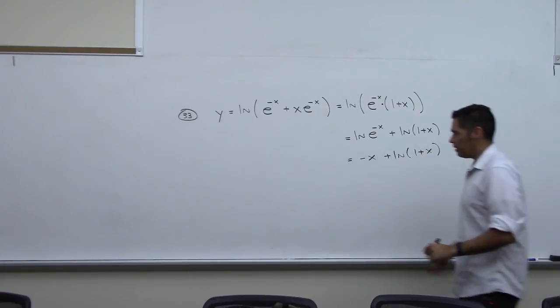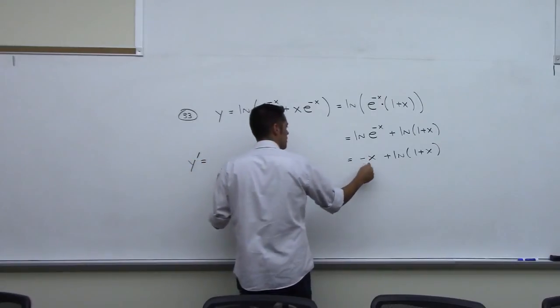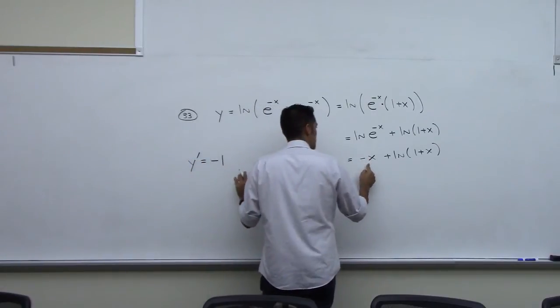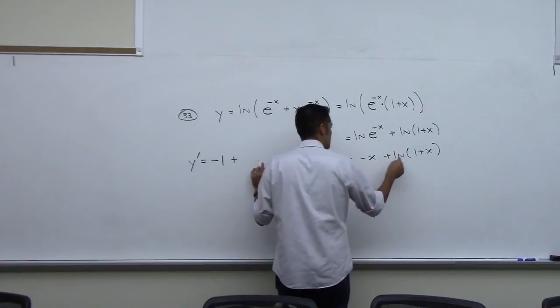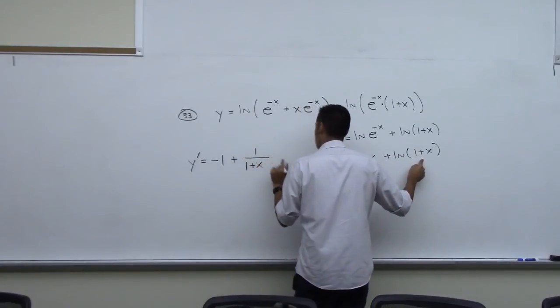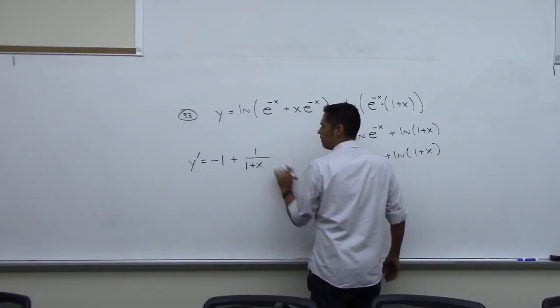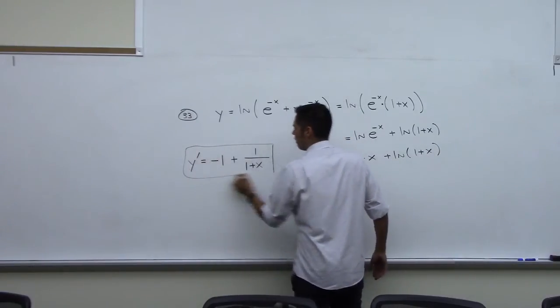I can take derivative of that very, very easily. Derivative of negative x is negative 1. Plus, the derivative of the natural log of something is 1 over that something, times the derivative of what's in here, which is just 1, so I don't really need anything there. Well, that is a super clean derivative.